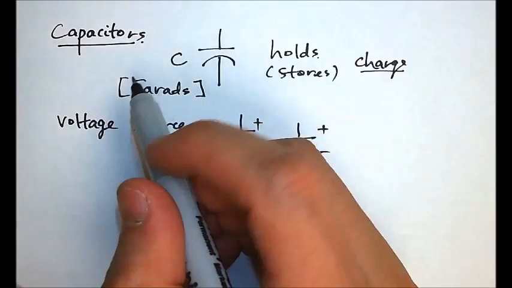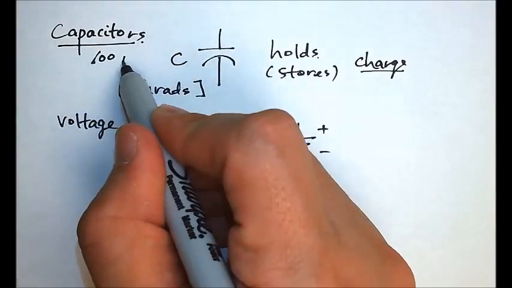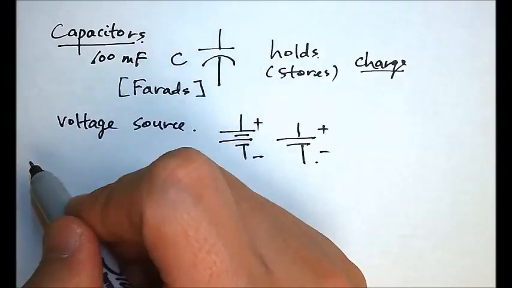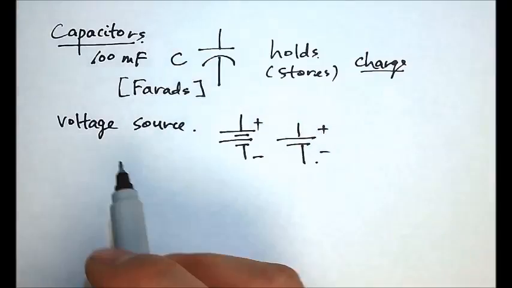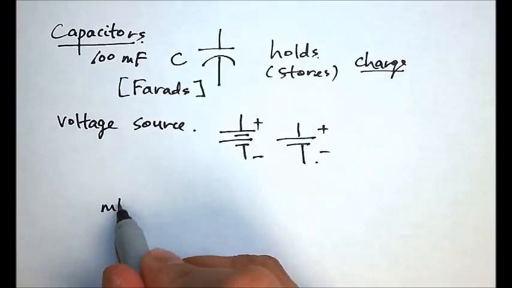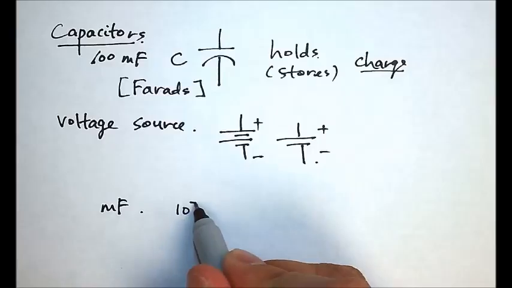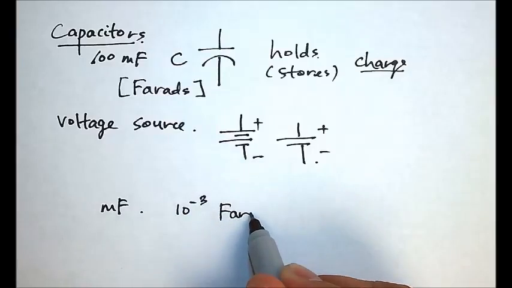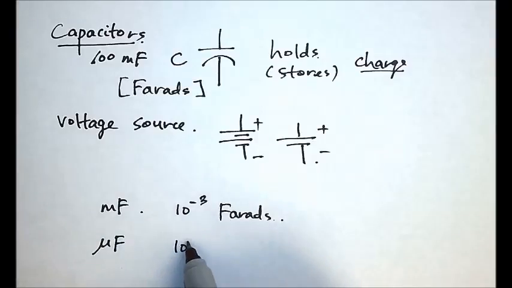For example, you can have a 100 millifarad, or you could have a microfarad. So let's look at the different units. A millifarad is 10 to the negative 3, so this is 10 to the minus 3 farads. And for microfarad, we use the Greek letter mu, and a microfarad is 10 to the negative 6 farads.